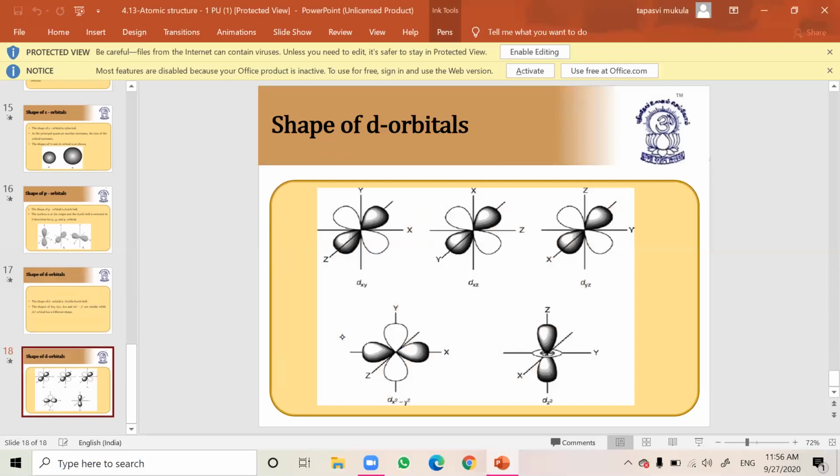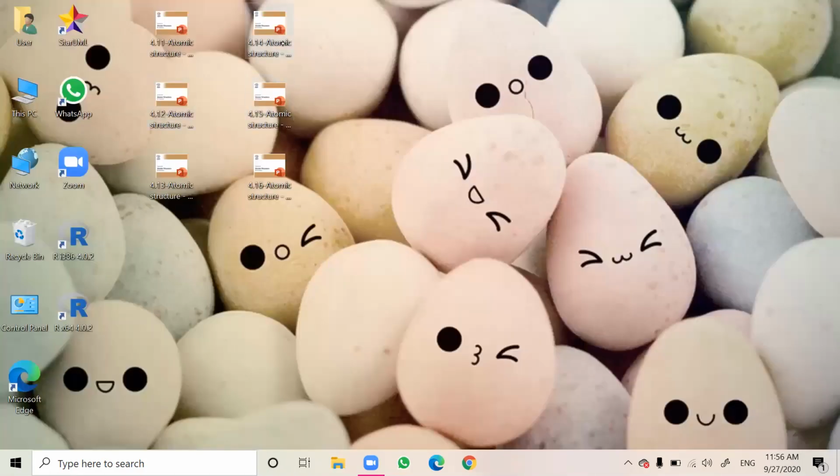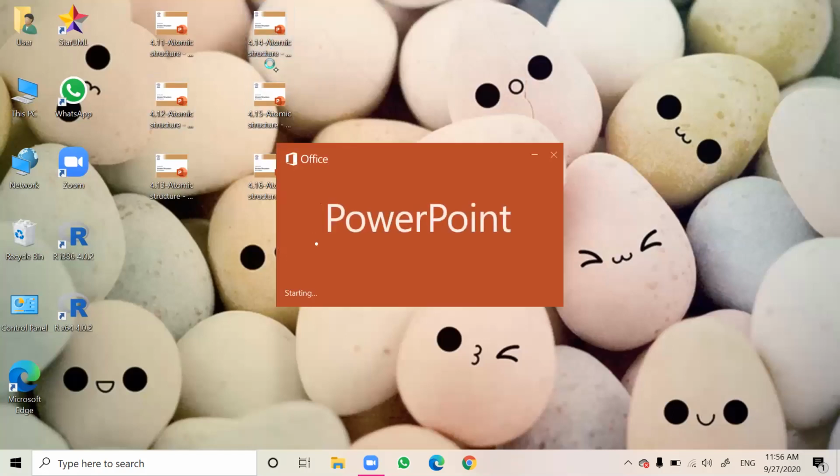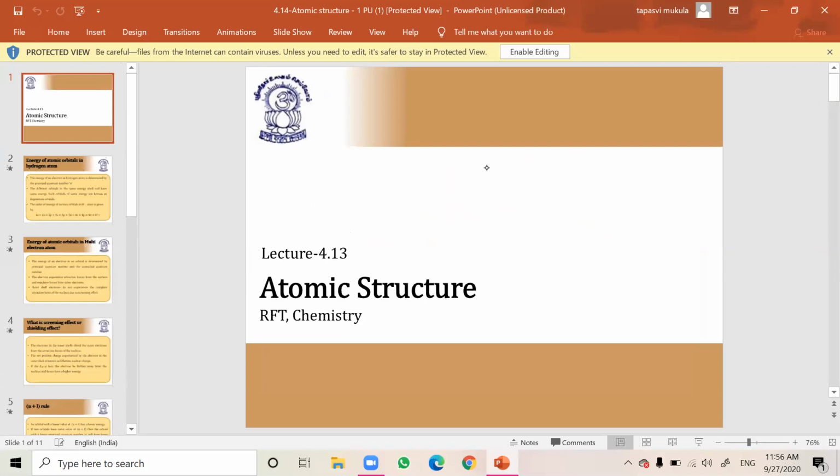Next, we have the next topic in this chapter, electronic configurations. We have successfully seen the shapes of orbitals: s orbital, p orbital, and d orbital. Now we'll see the next topic in this chapter.